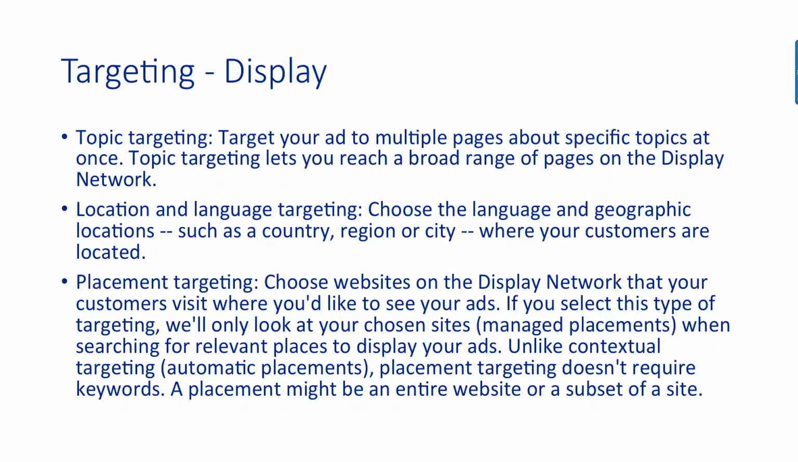You can also choose placement targeting, and this is where you can choose a specific website that you want to place your advert on. The website needs to be in Google's display network and you can search and find it. So if I want to advertise in the Belfast Telegraph, I can do that through the Google display network.